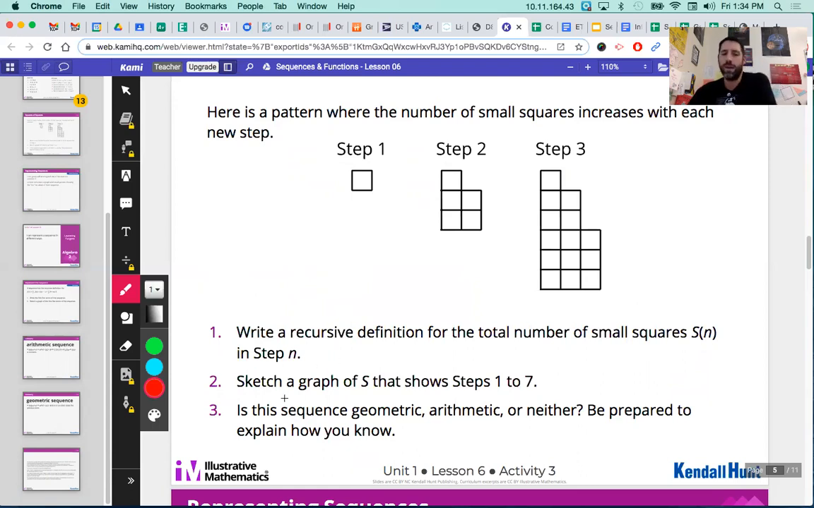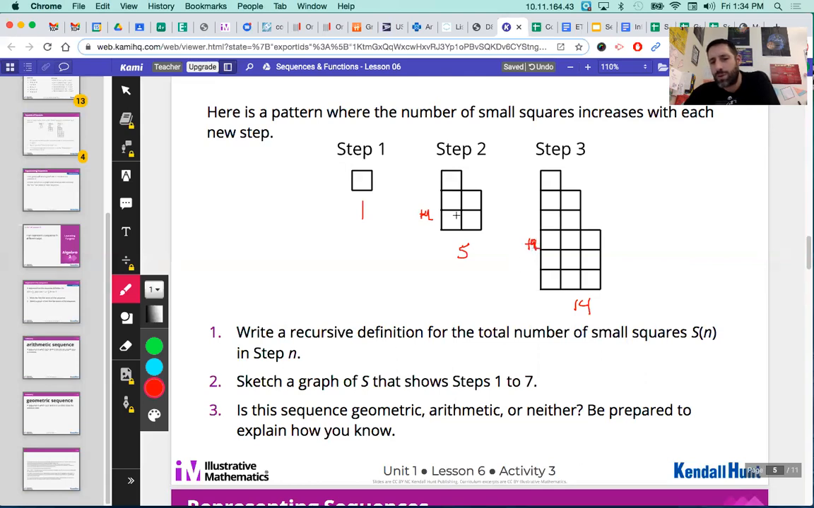Now, the number of squares in step 1 is 1. The number of squares in step 2 is 5. The number of squares in step 3 is 1, 2, 3, 4, 5, 6, 7, 8, 9, 10, 11, 12, 13, 14. Now, to get from 1 to 5, I'm adding 4. To get from 5 to 14, I'm adding 9.